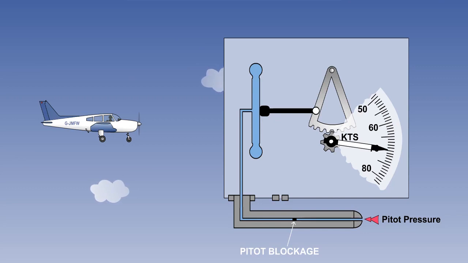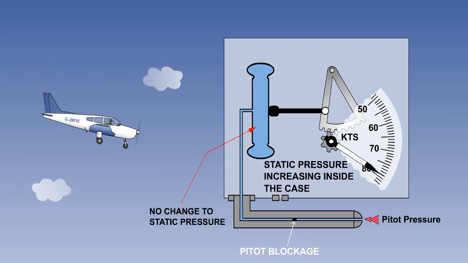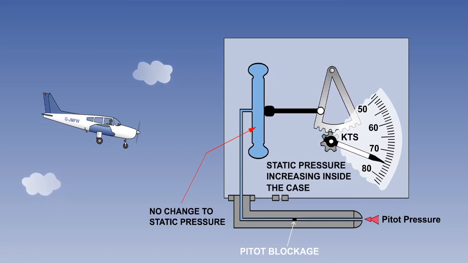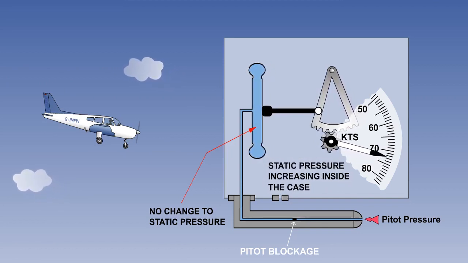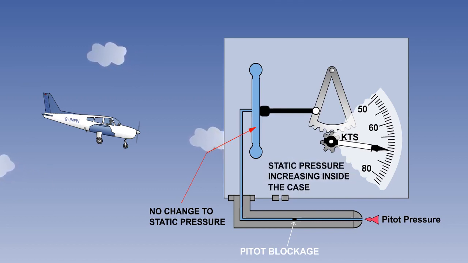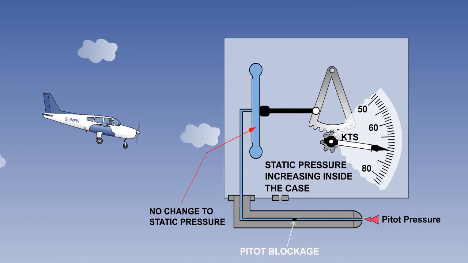A pitot system blockage will mean that the pressure in the metal capsule will remain constant. Even if the altitude remains the same, the ASI will not register any changes in airspeed. In the descent, the pressure in the instrument case will increase. The pressure in the metal capsule will remain fixed, which means that as altitude is lost, the metal capsule will compress by an excessive amount, and the ASI will underread.